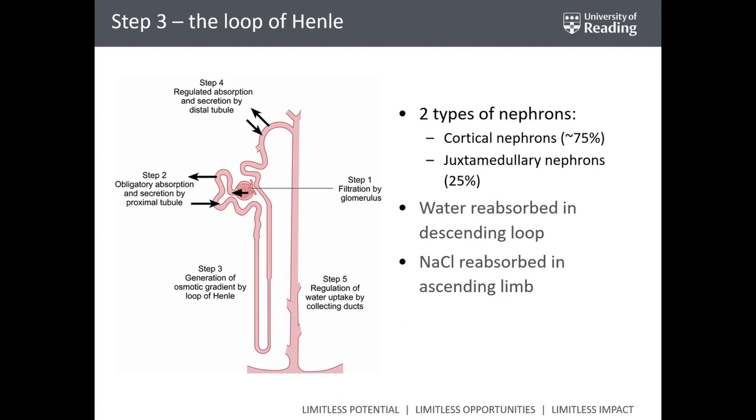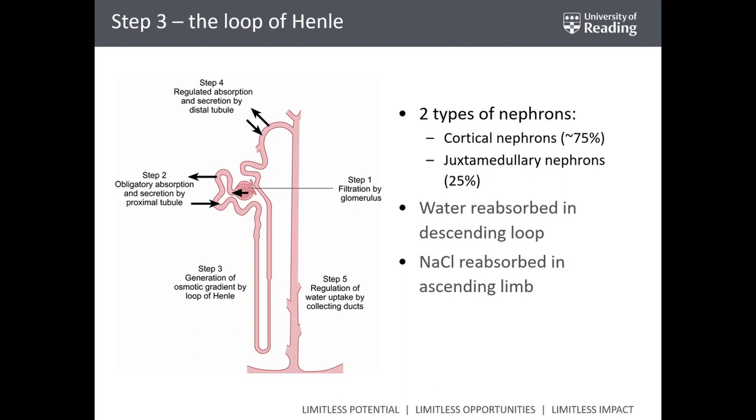Okay. So the second part of the tubular system of the nephron we will talk about is the loop of Henle. As we mentioned last week, there are two types of nephrons: cortical nephrons, which represent around 75% of the overall nephrons, and the juxtamedullary nephrons, which represent around 25%. The water that is not reabsorbed in the proximal convoluted tubule, and is reabsorbed in the loop of Henle, is mostly reabsorbed in the descending limb of the loop.